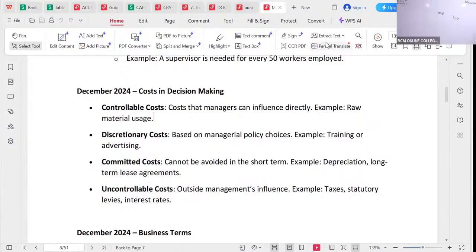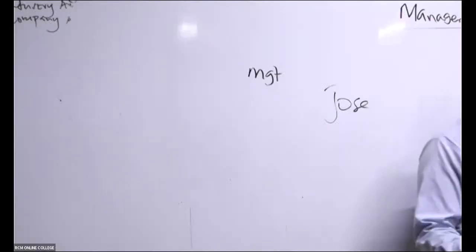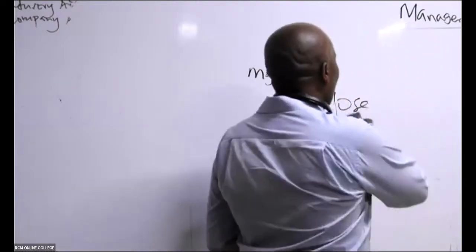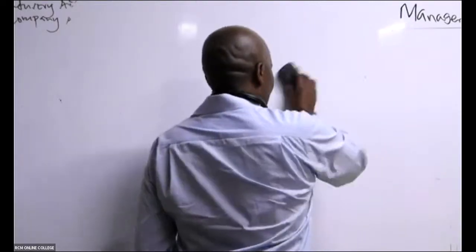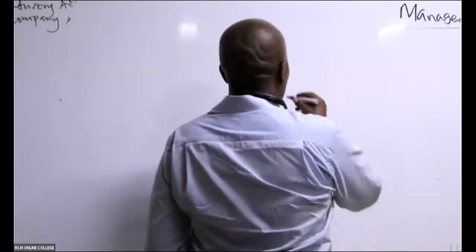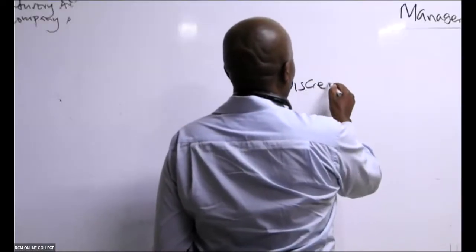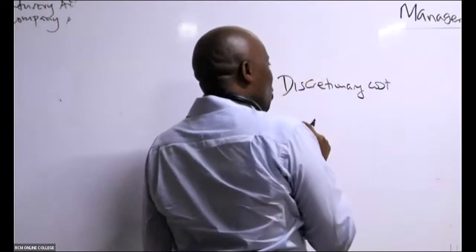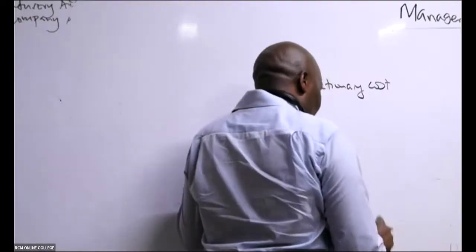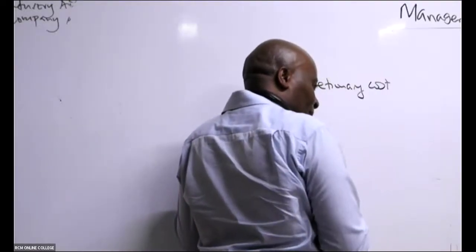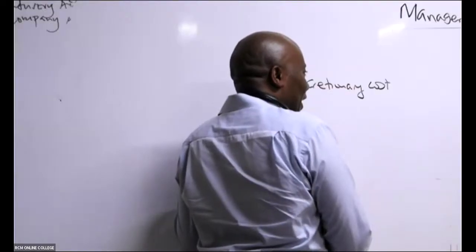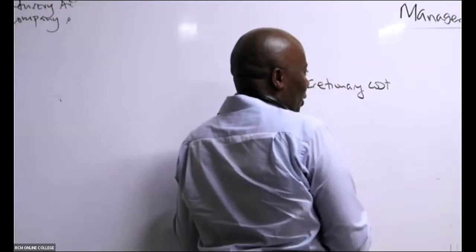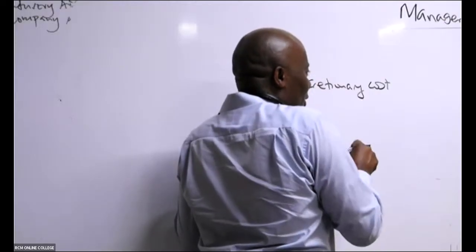Example, training or what year somebody. So many students have always gotten this discretionary costs definition wrongly. Whenever you hear about discretionary costs, these are basically those costs that can only be incurred if the management wanted them to be incurred. If the management do not want them to be incurred, then these costs will be avoidable. They are incurred at the discretion of the management.